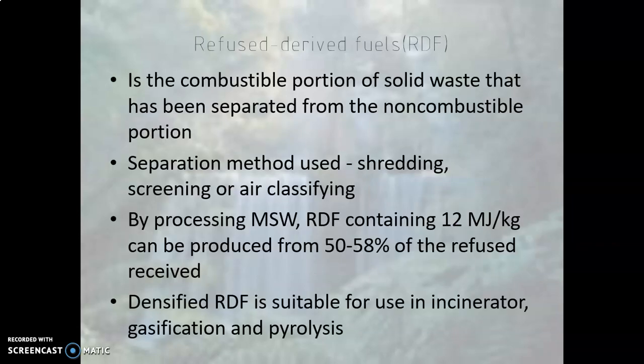For refuse derived fuels, or RDF, this is the combustible portion of solid waste that has been separated from the non-combustible portion. The separation methods used are shredding, screening, or air classifying. By processing MSW, RDF containing about 12 megajoule per kg can be produced from about 50 to 58%.